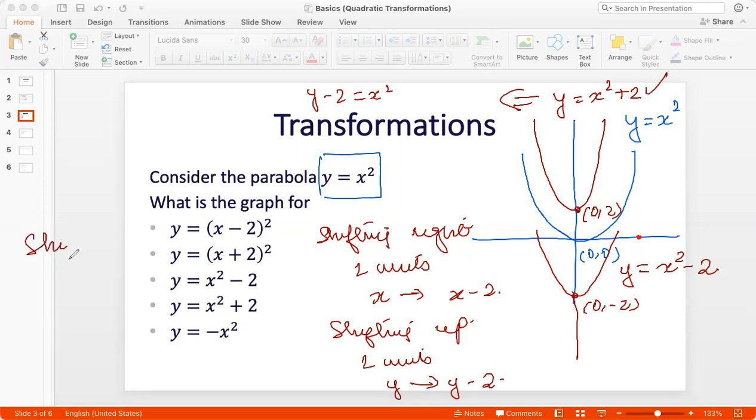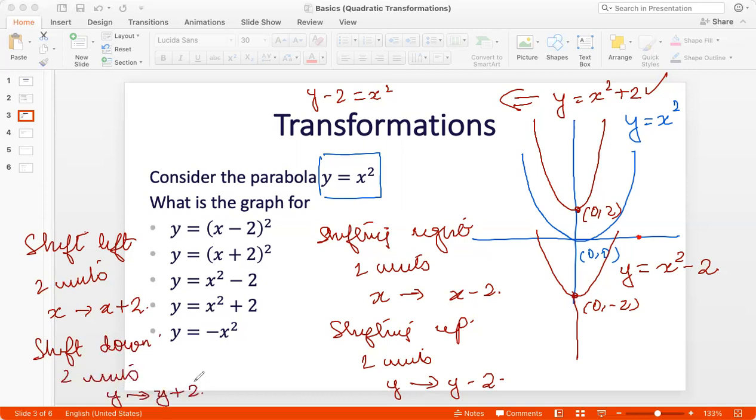Similarly, when you shift left 2 units, you were replacing x with x plus 2. And when you shift down 2 units, you're replacing y with y plus 2. So this equation is basically y plus 2 is x squared, right? So if you want to remember it as a rule of transformation, then you should remember that shifting right implies you replace x with x minus whatever units you've shifted right. Shifting left means you replace x with x plus whatever you've shifted left. Shifting up means you replace y with y minus whatever amount of units you're shifting up. And shifting down means you replace y with y plus however many units you're shifting down, right?